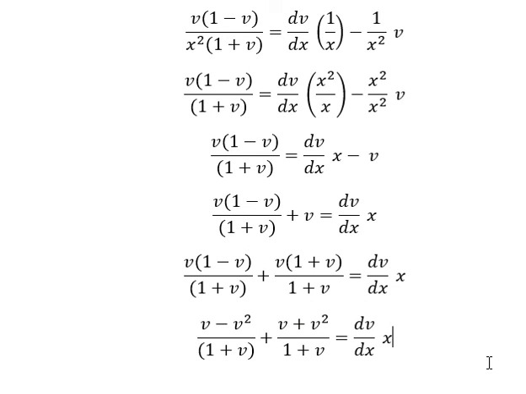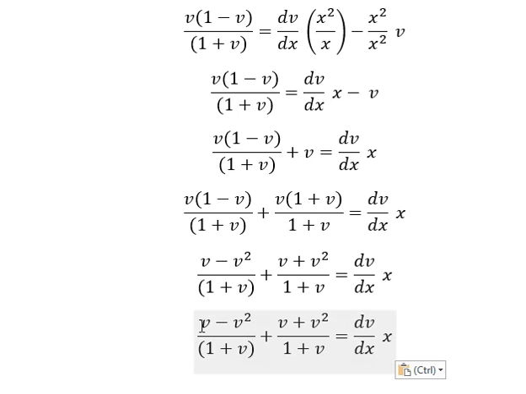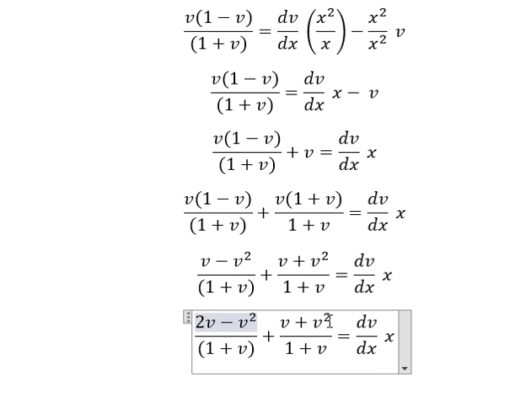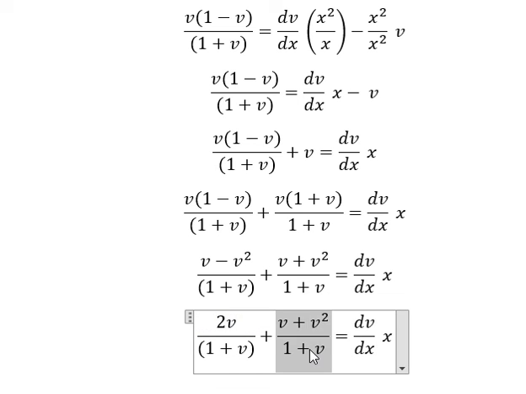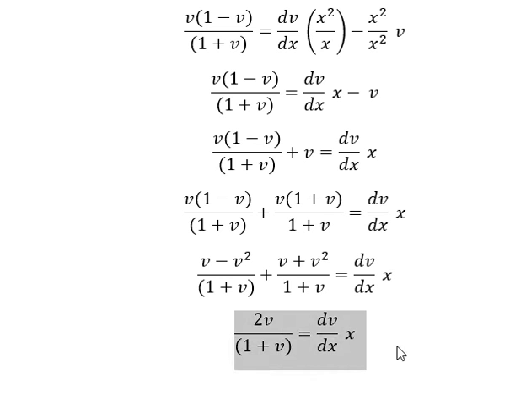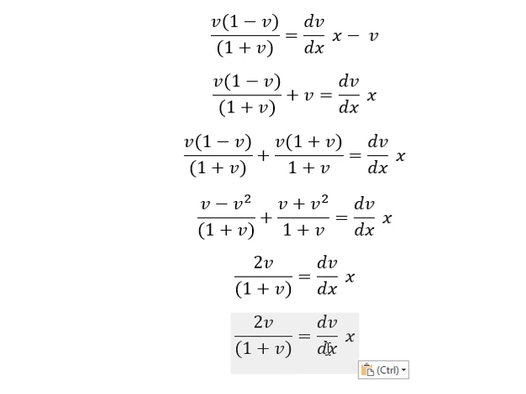So we combine two fractions together. v plus v, we have 2v. v squared, negative v squared, we cancel. So the s and s go to the left. This one goes to the right.